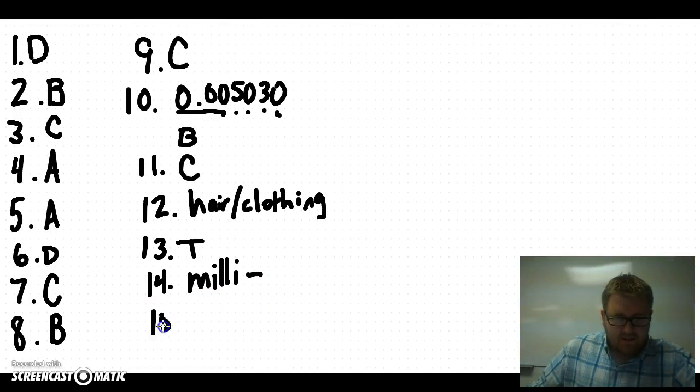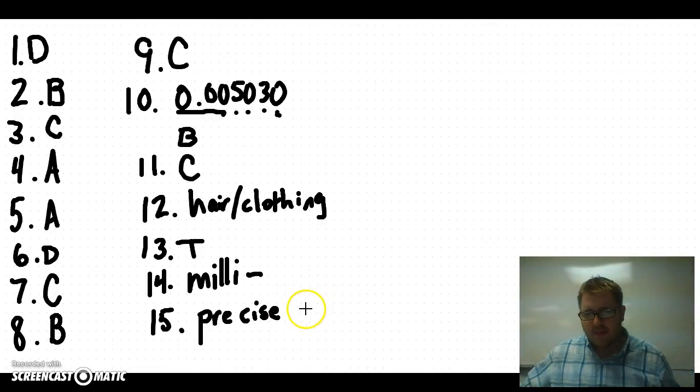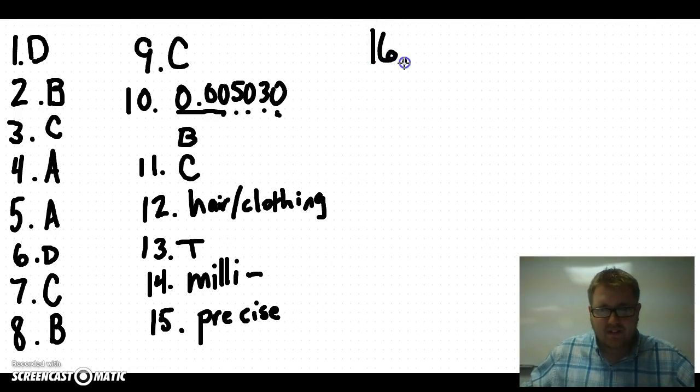Number 15, a vocabulary definition. A sensitive measuring instrument will give consistent results under the same conditions. That should be precise instead of sensitive. Remember, you get similar results over and over again. Even if they're not accurate, they can still be precise. So let's look at number 16.